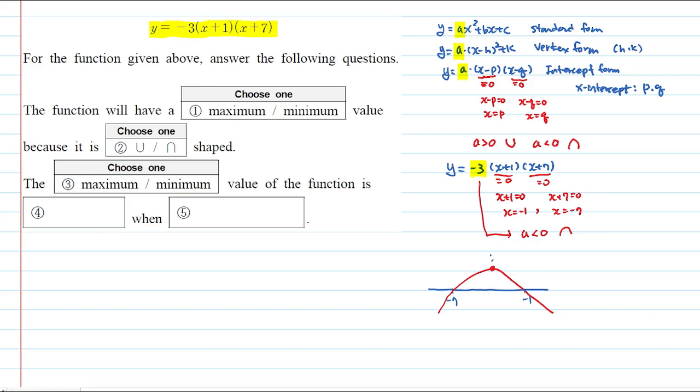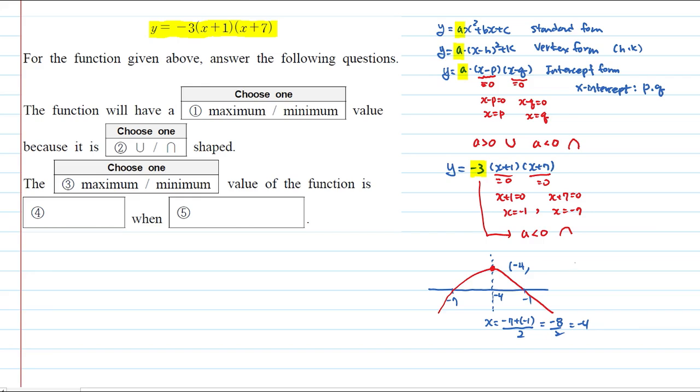So how do we find the vertex? The axis of symmetry will be in between negative 7 and negative 1. That will be actually halfway. So we will find it by finding the average value of negative 7 and negative 1. So that will be negative 8 over 2. So that's negative 4. So the x coordinate of the vertex will be negative 4.